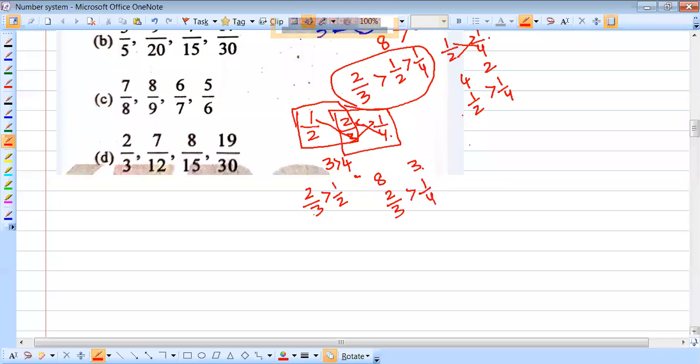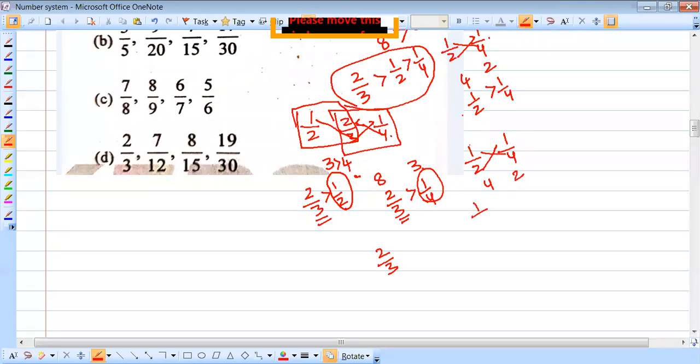Now we can understand that out of the 3, 2 by 3 is the greatest one. Then write 2 by 3. Then compare 1 by 2 and 1 by 4. You know very well how to compare them. Cross multiply, 4 will come, and 2 will come. Then 1 by 2 is greater than 1 by 4. So 2 by 3 is greater than 1 by 2 is greater than 1 by 4. This is the right answer for this question.